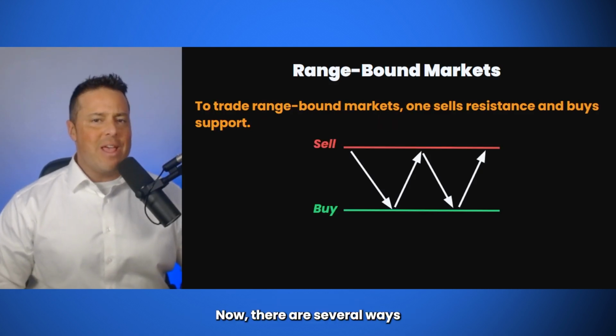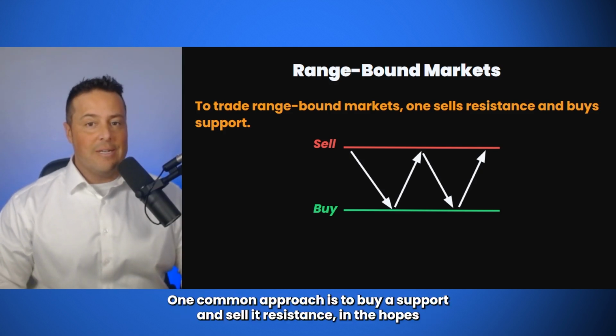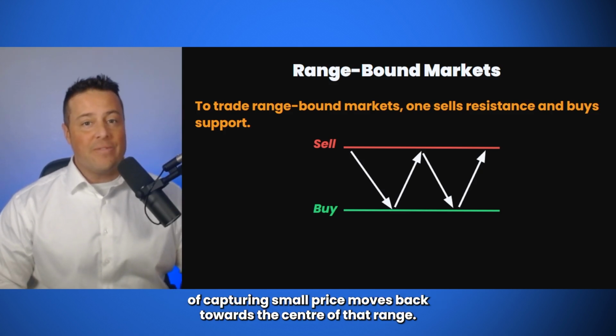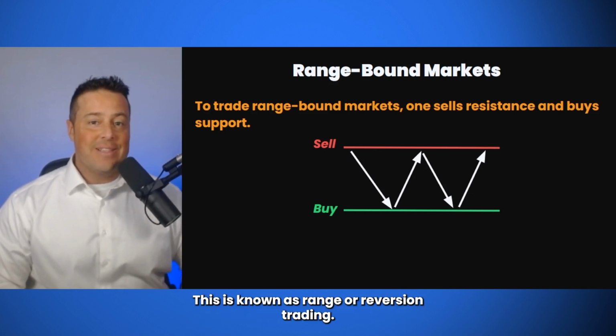Now, there are several ways to trade a range-bound market, depending on the trader's goals and risk tolerance. One common approach is to buy at support and sell at resistance, in the hopes of capturing small price moves back towards the center of that range. This is known as range or reversion trading.